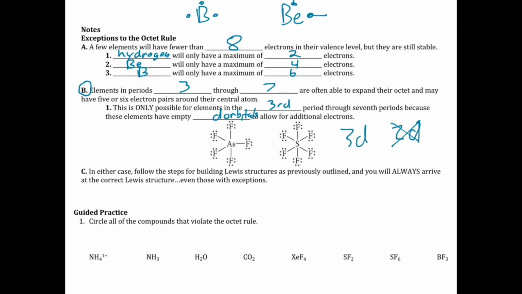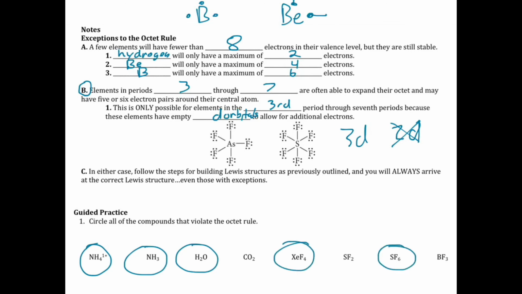All right, I'm going to go through and circle them all. All of those are violating the octet rule, all of them. First off, anything with a hydrogen. Hydrogen is violating the octet rule. It only has 2 valence electrons. That's probably the biggest thing that people forget. Hydrogen itself violates the octet rule. It's okay with a maximum of 2 electrons.